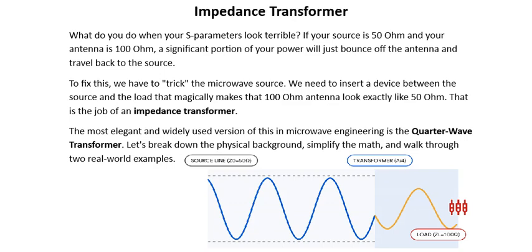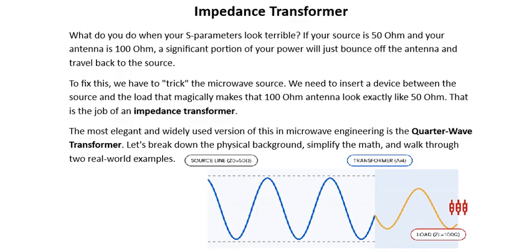Impedance transformer. What do you do when your S parameters look terrible? If your source is 50 ohm and your antenna is 100 ohm, a significant portion of your power will just bounce off the antenna and travel back to the source. To fix this, we have to trick the microwave source.